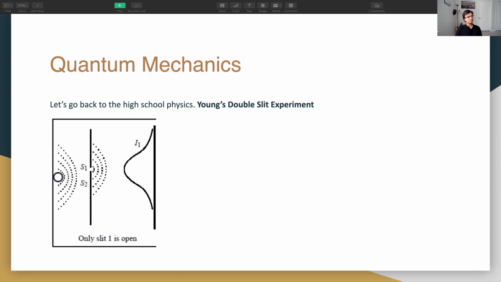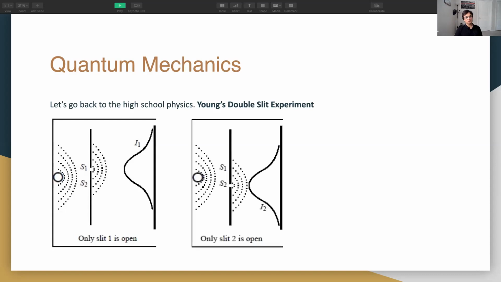So if my S2 is closed, my pattern will look something like this. It is very intuitive, with the maximum intensity near S1, and the intensity decreases as we go farther from S1 in a normal distribution. We'll observe a similar pattern when we cover S1 and S2 is open.